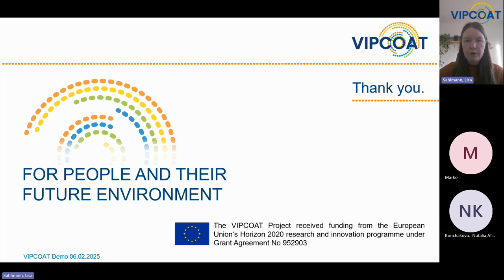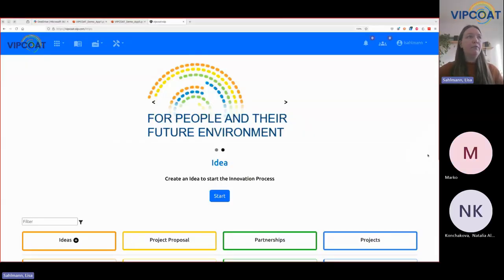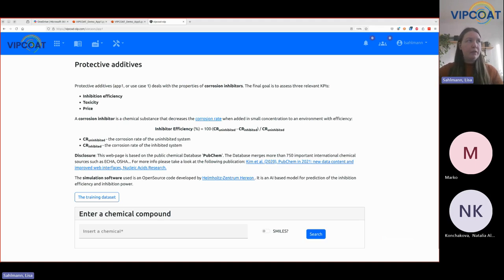And now I want to go into the platform and show you the landing page of App1 and how you can use it. So you can see the platform now. So we are here. I already logged in, and then we can go to the landing page of App1. So the first thing that you can see here are the KPIs, which is the inhibition efficiency. I already talked about this. The second one is the toxicity, and the third one is the price.